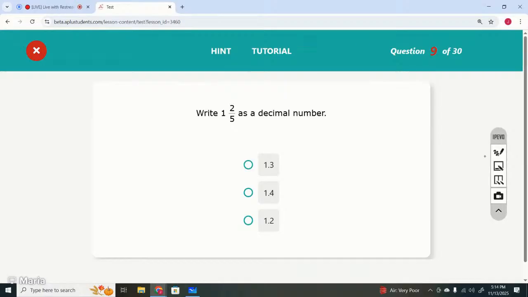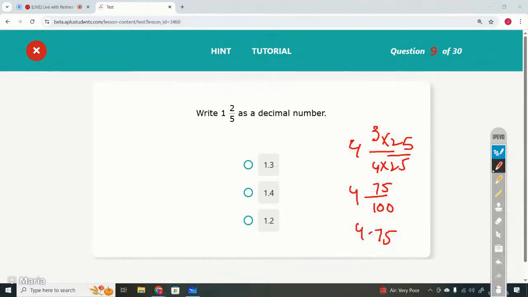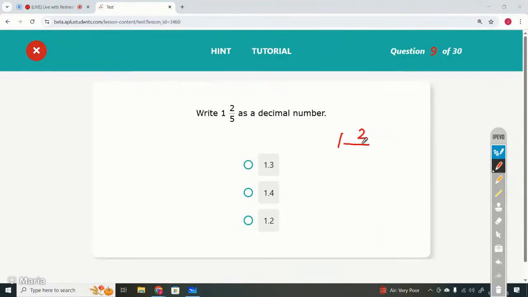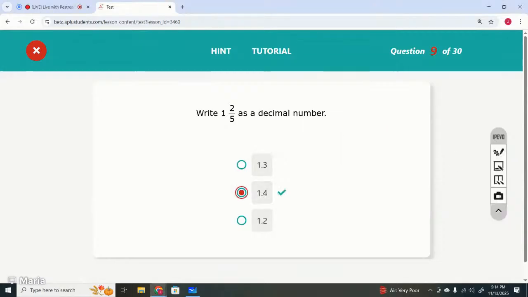Write 1 whole 2 by 5 as a decimal number. You have to make the fractional part's denominator equal to 100. 5 times 20 is 100. Just multiply the numerator and denominator by 20, so 1 whole 40 over 100. So that equals 1.40. So option number 2 is the correct option.